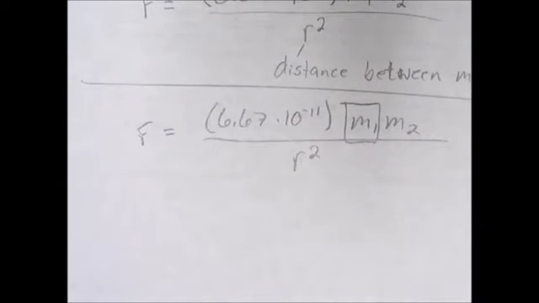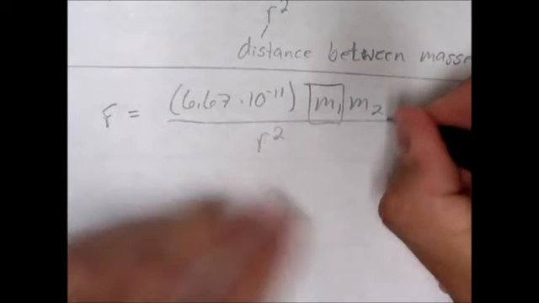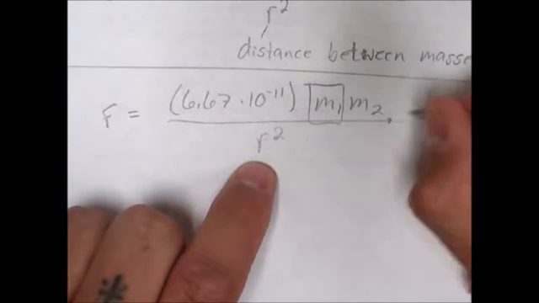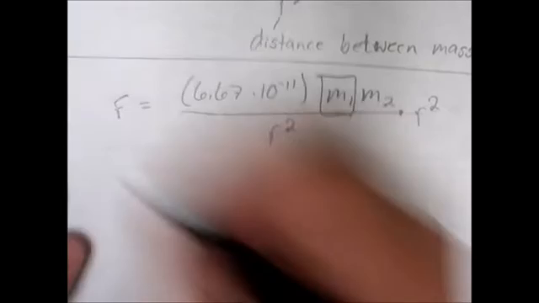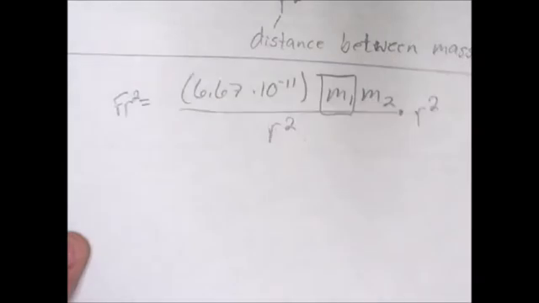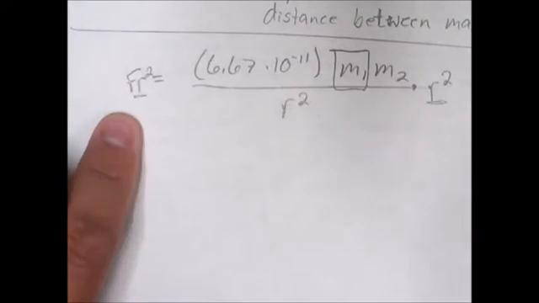How do you get rid of a divide? You have to multiply. And what would I be multiplying by? R squared, right? Just as if this was a 2, I would still multiply by whatever is on bottom. Okay? So it's r squared. I'm just going to do that to both sides. So I've multiplied by r squared on both sides. The whole reason we did that was to make those cancel.